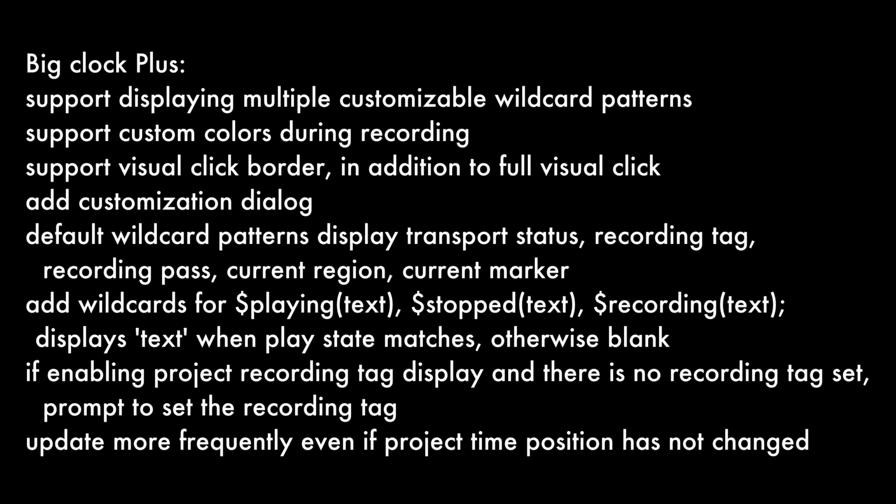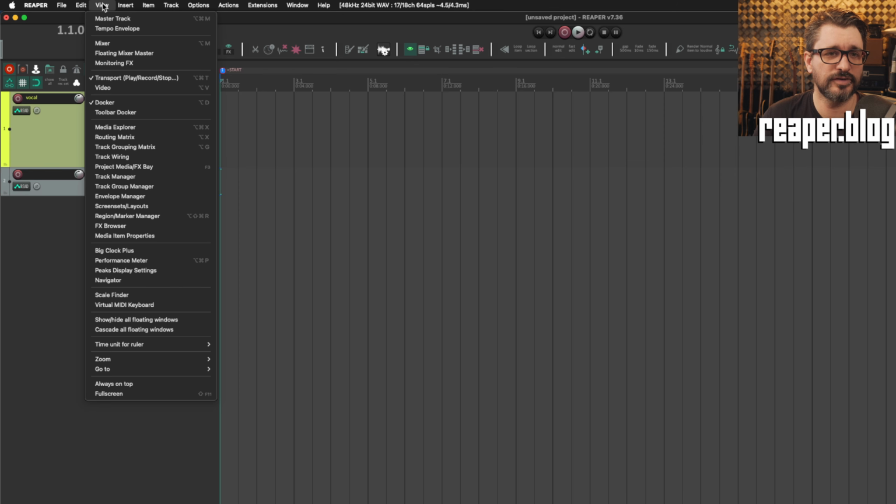Big Clock Plus supports displaying multiple customizable wildcard patterns, supports custom colors during recording, supports visual click border, a new customization dialog, and a bunch of new wildcards. All right, so we can find Big Clock Plus from the View menu.